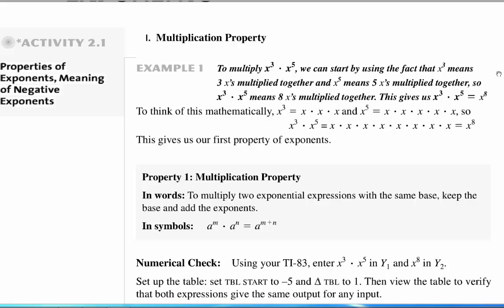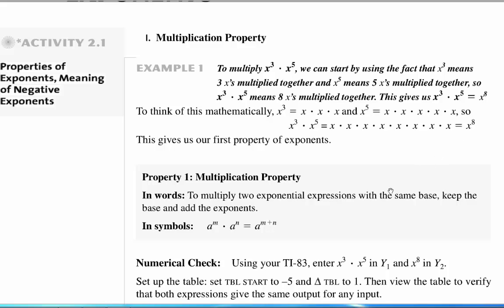Well, remember, x cubed really is 3 x's multiplied together, right? That's x times x times x. And x to the fifth really means 5 x's being multiplied together, or x times x times x times x times x. So x cubed times x to the fifth really is the same as saying x times x times x times x times x times x times x times x, 8 times, or x to the 8th.